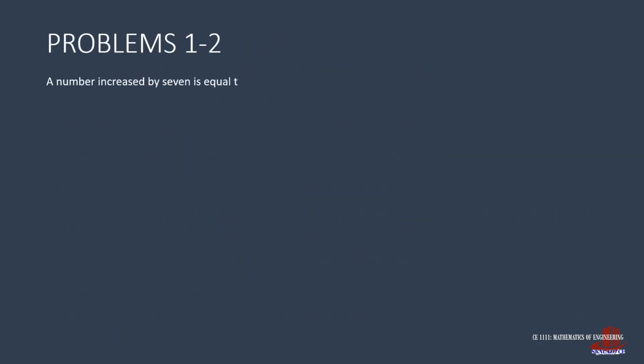Start with the first problem, stating a number increased by 7 is equal to 47. What is the number? Let's assign x for the unknown number. Interpret the problem algebraically as x plus 7 as equal to 47. Transpose 7 to the other side and simplify to have x as 40.